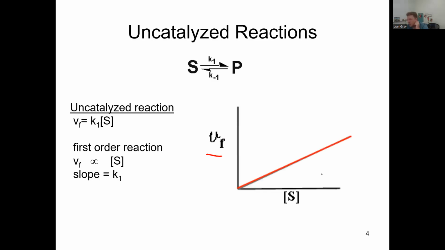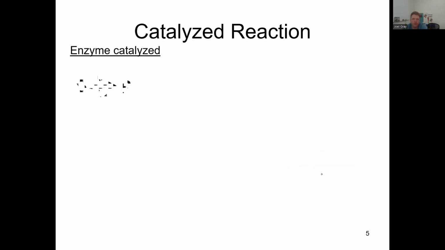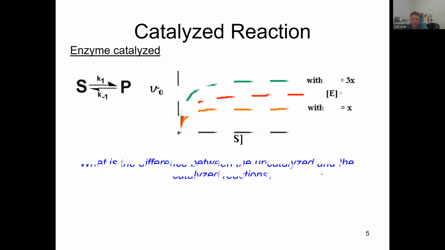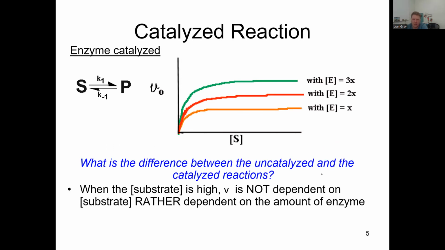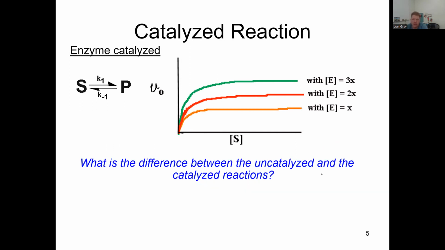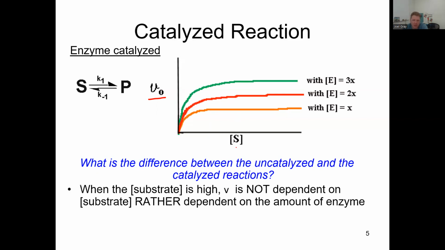For a catalyzed reaction, things are going to be a little bit different. Why is that? Well, because we have to consider one other component. For an enzyme catalyzed reaction, we have our substrate going to our product, sure, but the difference between the catalyzed and uncatalyzed reactions is we have to be aware of an enzyme's concentration. And so that's one kind of hidden variable. What is also different is we're looking at the initial velocity, V sub 0, on the y-axis versus substrate concentration on the x-axis.